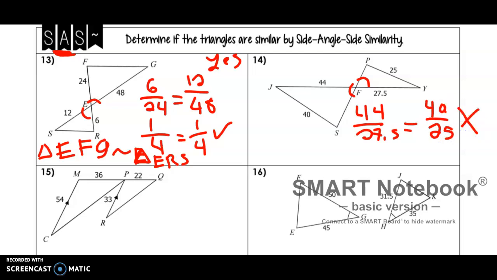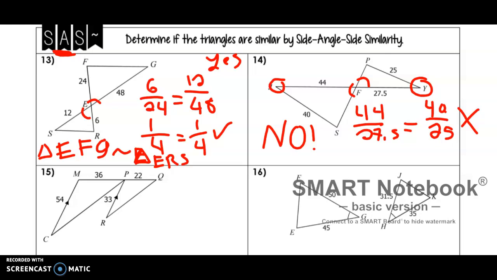Okay, look at where my angle is. Is it in between my 2 sides? No, that would be this one. It would be J and Y. Since it's not there, this instantly has to be a no. Okay? So, finish this page and start working on the rest.